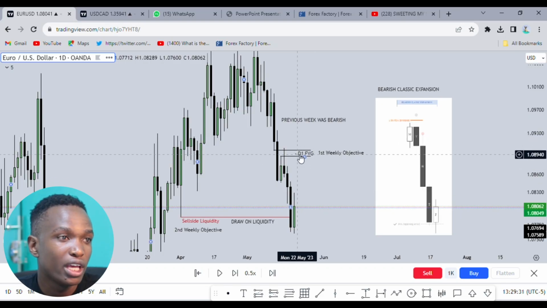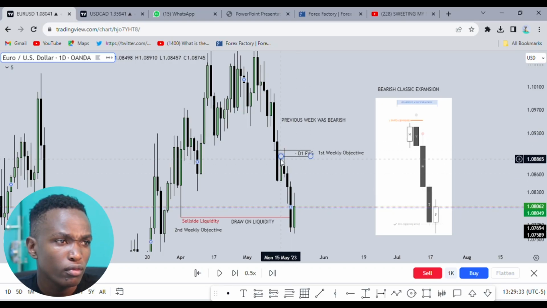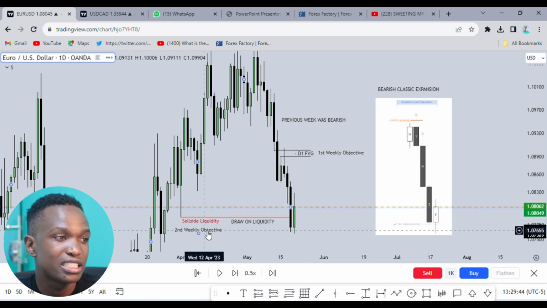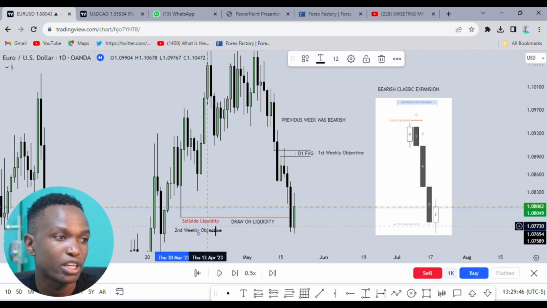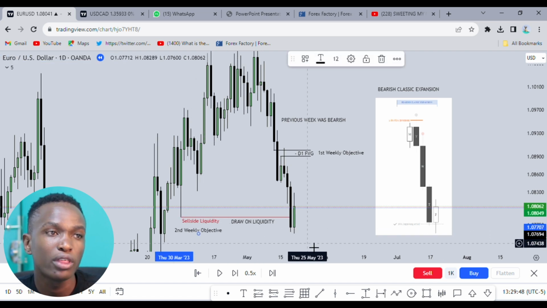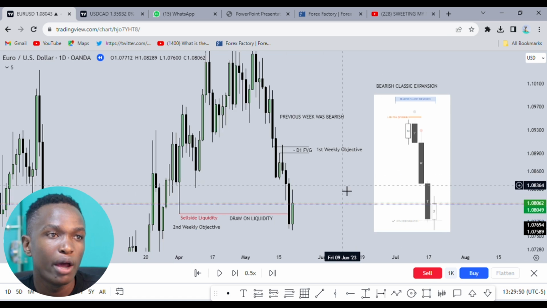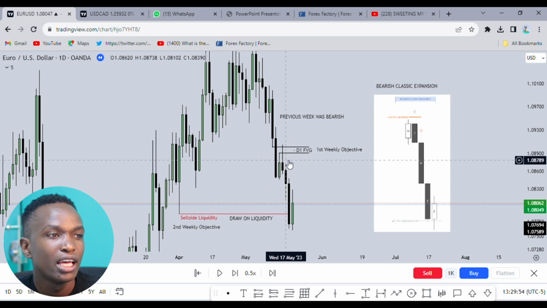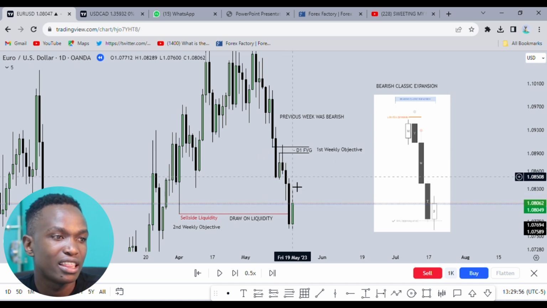As you can clearly view here, our daily chart, we buy Monday, Tuesday makes a high, then we sell Wednesday and Thursday, then our retracement on a Friday. As simple as that. You can clearly see this. This was our second weekly objective after sweeping sell side liquidity, meaning now the week has made a bearish classic expansion. Monday, bullish. Tuesday making a high. These were sales on Wednesday and Thursday, then a Friday retracement.